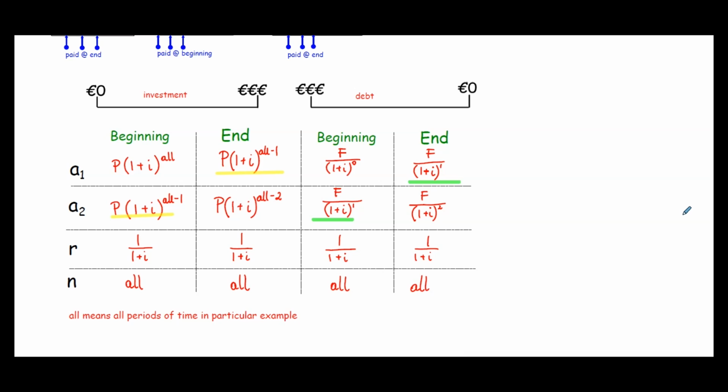So let's start from the parts that are always the same and do not change. Every time I'm filling in the value of n, I'm filling in all the periods of time in the particular example, so that I never have to think about it. Am I going all of them, or am I removing one, or removing two? All of them, all the time. The same applies to the R value. Every time it is 1 divided by 1 plus our interest rate. So those two elements are the same.